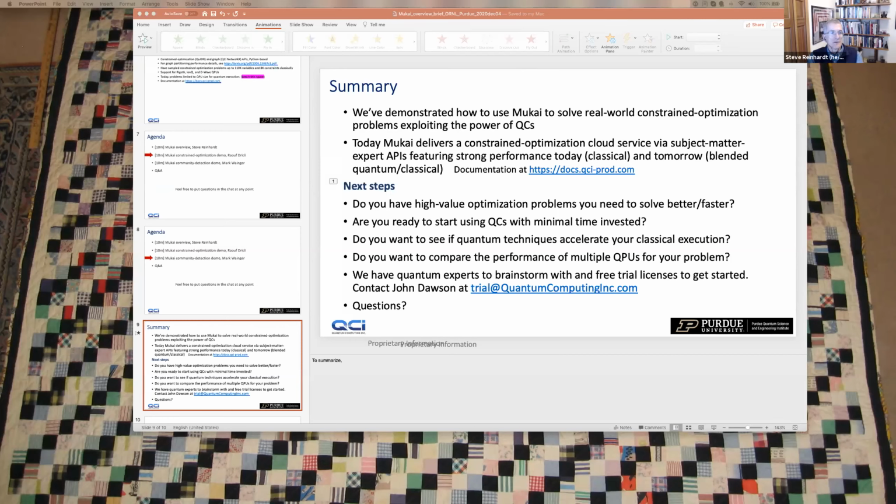So yeah, and those are the kinds of things that we're keen to investigate. So if you have problems in those veins that are high value to you, we'd like to understand those and talk through that a little bit more.